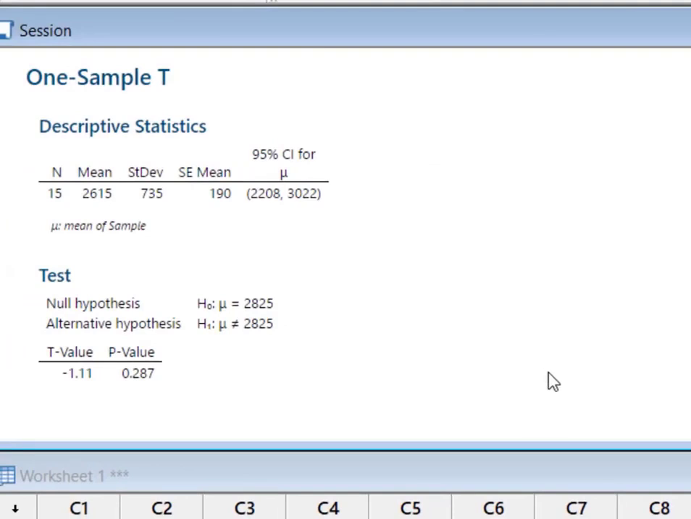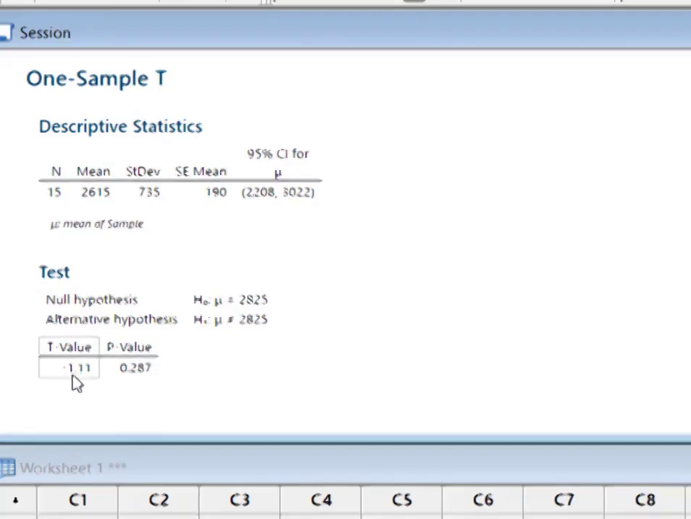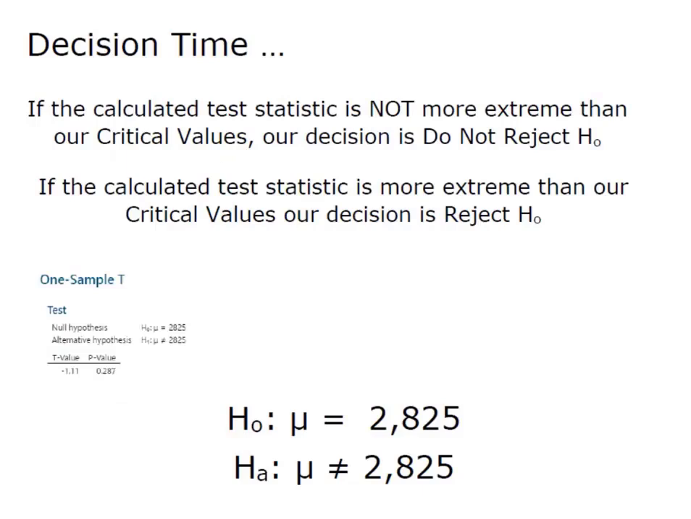And so Minitab runs my one sample t-test, and what we'll see is it's giving me some descriptive statistics, but this is really what I care about down here. What I'm looking for is that t-value. So now it's decision time.